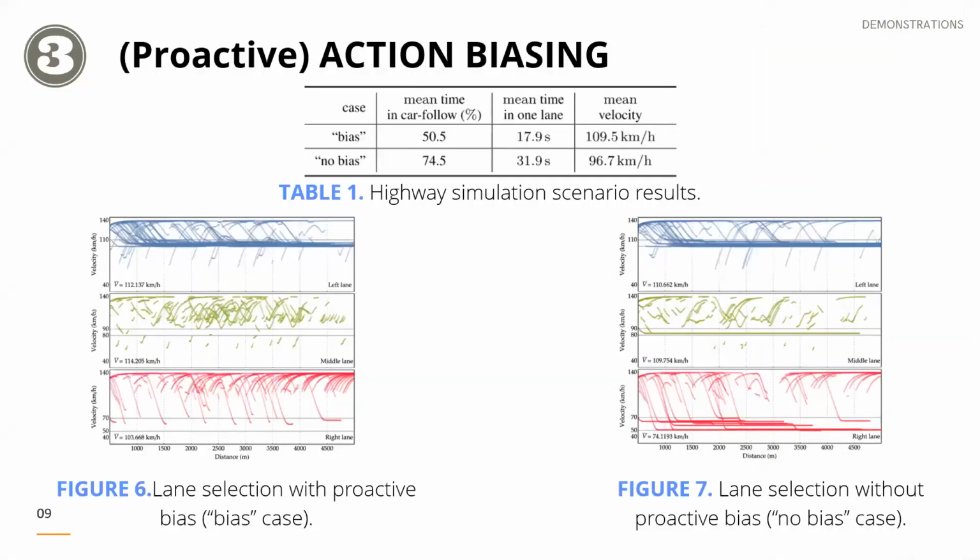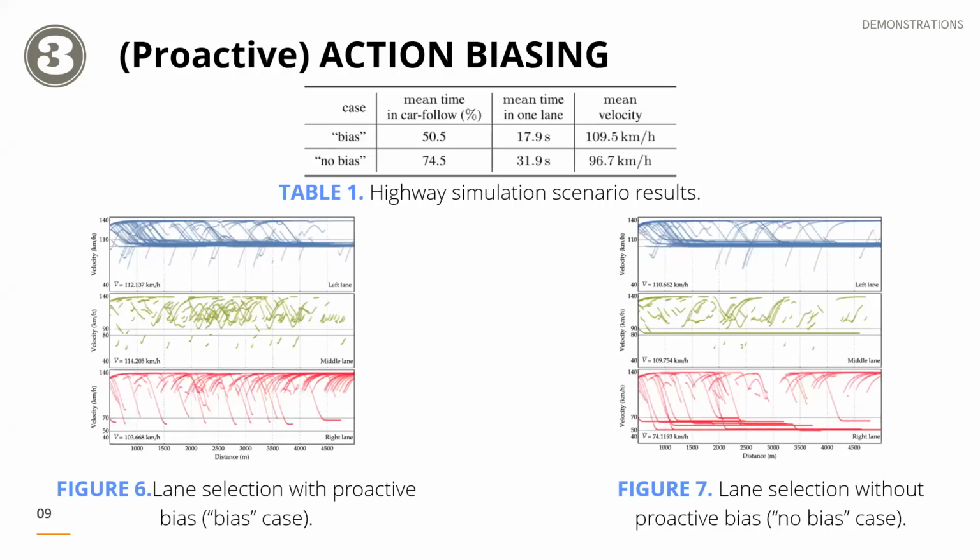Next is proactive action biasing. For this, they experimented with a total of 100 simulations, 50 with lane selection biasing and 50 without lane selection biasing. The table here shows the result. The first column is the percentage of time spent in the car following condition. For biasing, it's 50.5%. For non-biasing, it's 74.5%. The second column is the mean time spent in one lane between lane changes. For bias, it's 70.9 seconds, and for no bias, it's 31.9 seconds.